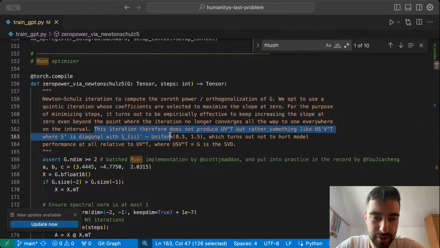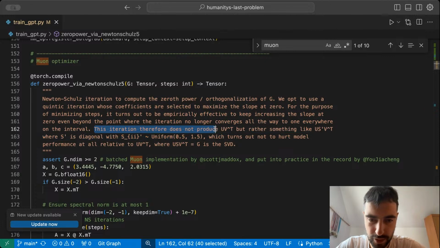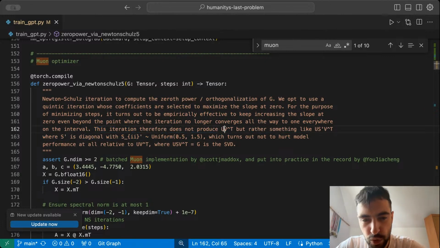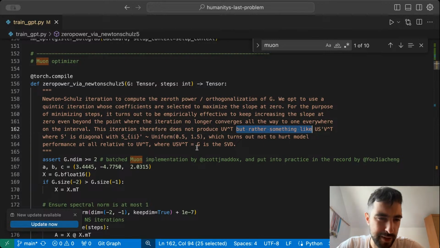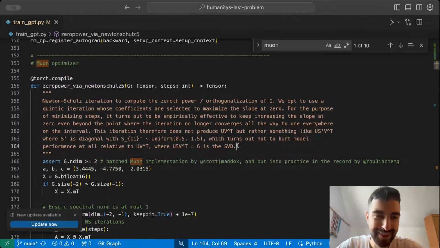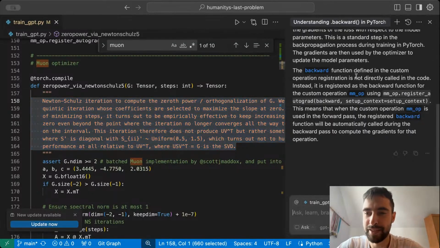This iteration therefore does not produce U times V transpose, I guess. No, I don't know. It's U V what? But rather something like, oh my God, I don't know what I'm reading. I'll ask ChatGPT to explain this, I guess.